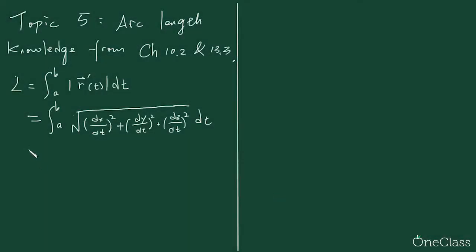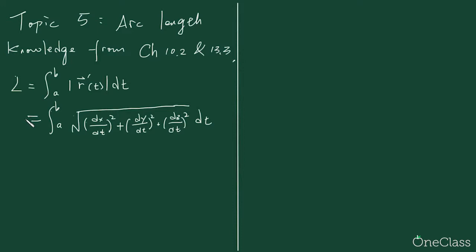The topic 5 is the arc length, and the knowledge is from chapter 10.2 and also chapter 13.3. So only one formula will be used, which is this one. The length L is equal to the integral from a to b of the norm of the derivative of the vector r with respect to t, dt.